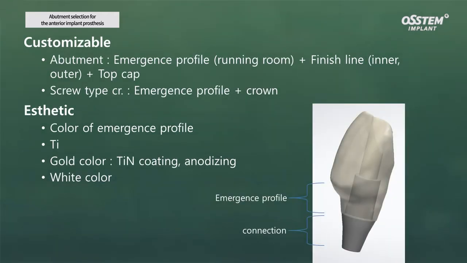For the screw type, you customize the crown on top of the emergence profile. Also, for abutment aesthetics, first, the running room area, the emergence profile area, and the color also need to be aesthetic, so that titanium color or metal color is not exposed. If it's a thick biotype, the metal color is not a problem, but if it is a problem, sometimes you give a gold color with a titanium coating or through anodizing. Then you can have a gold color, and sometimes you do it with a white color; a zirconia abutment or porcelain, in other words, can be used.